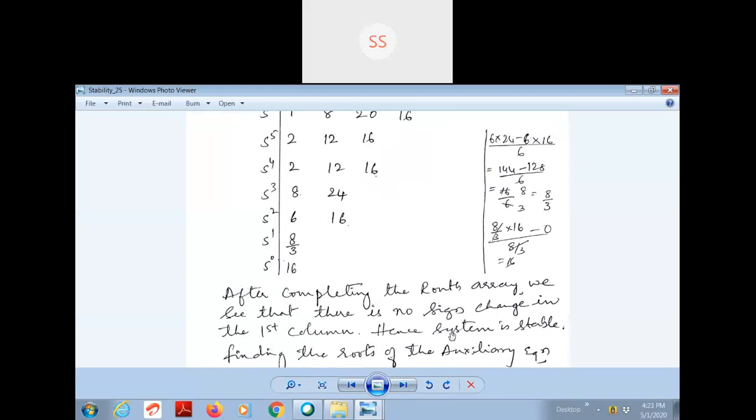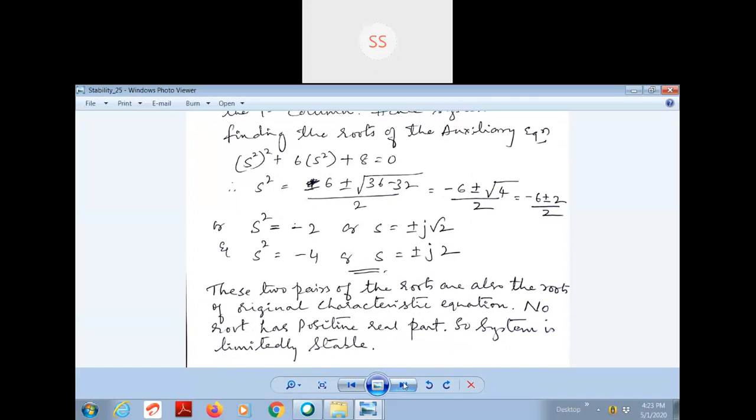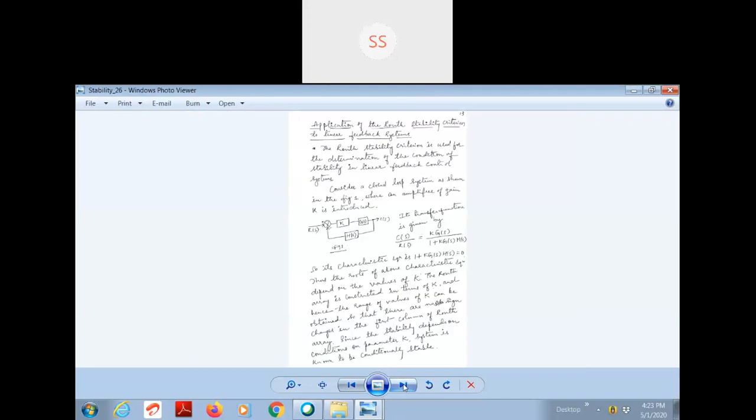So further, as we don't have any roots with a positive real part, it is limitedly stable. So that is the conclusion drawn on the nature of the roots. If any one of the values here becomes negative, then readily you can say that the system is unstable only. So this is the procedure to solve the two types of difficulties which are seen in completing the root array.